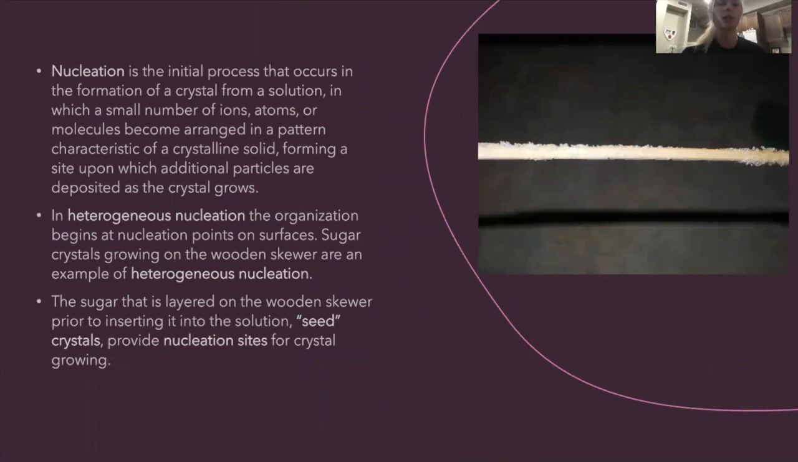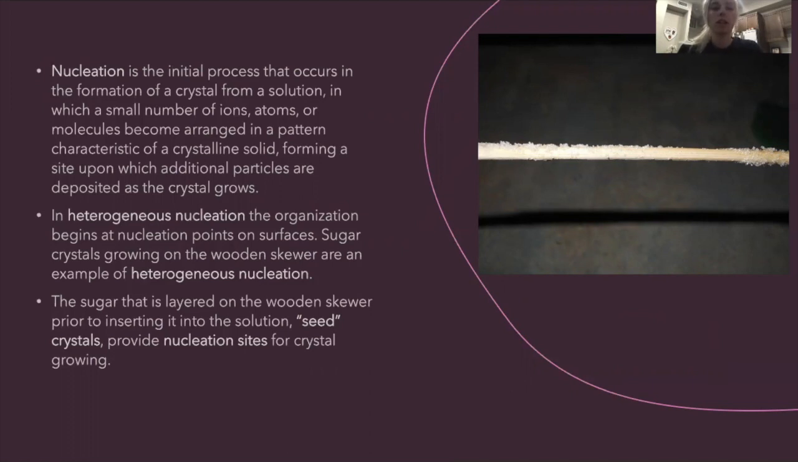Nucleation is the initial process that occurs in the formation of a crystal from a solution, in which a small number of ions, atoms, or molecules become arranged in a pattern characteristic of a crystalline solid, forming a site upon which additional particles are deposited for crystal growth. In heterogeneous nucleation, the organization begins at nucleation points on surfaces. Sugar crystals growing on the wooden skewer are an example of heterogeneous nucleation.